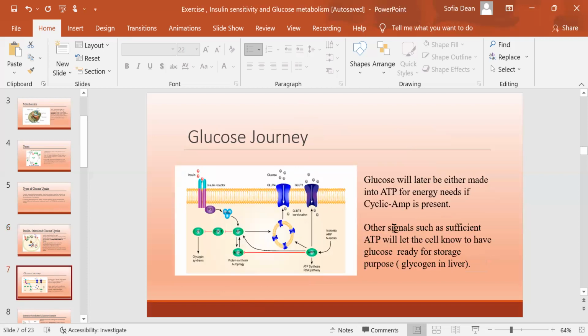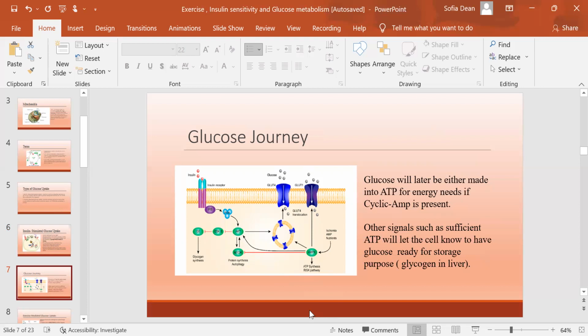The glucose journey. So after the GLUT4 goes to the cell surface, glucose is allowed in. It has two mechanisms that it will go through. It will either go through to make ATP because there is adenosine monophosphate available as a signal. So the mitochondria will start making ATP.